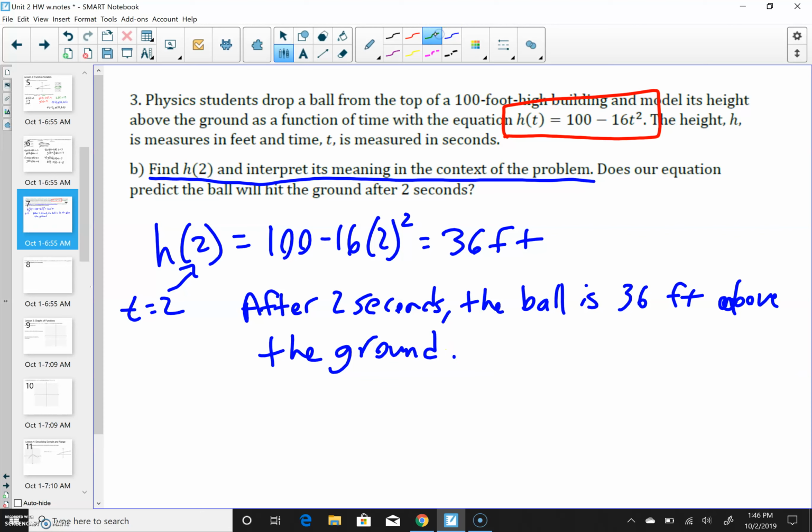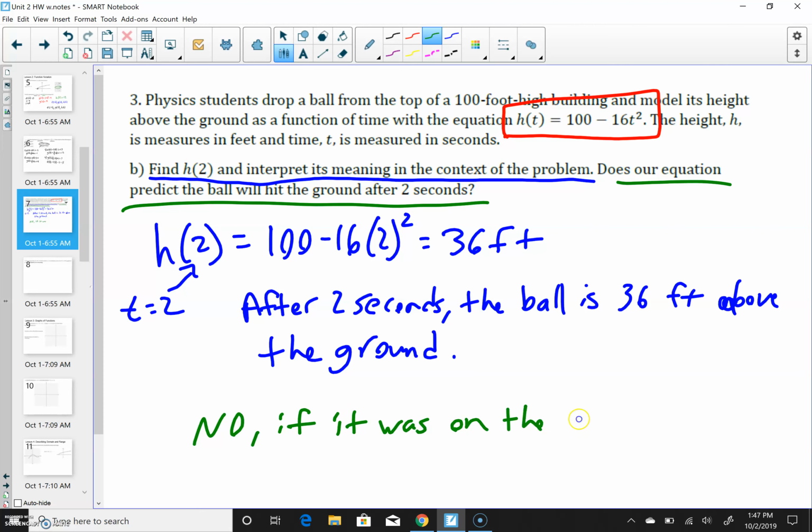All right. And then the last part, does your equation predict the ball will hit the ground after 2 seconds? Well, if at 2 seconds the ball is 36 feet above the ground, that's not going to be the point where it hits the ground. So the answer is no. If it was on the ground, h of 2 would be equal to 0, representing the fact that it was 0 feet above the ground. But since it's equal to 36, we know that is not going to be the point where the ball hits the ground.